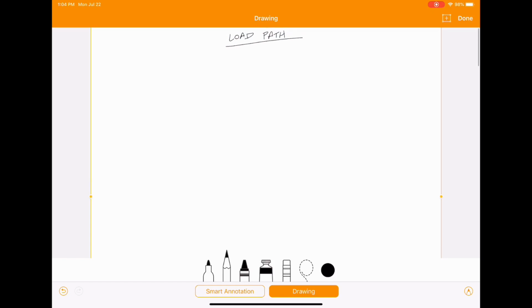So, load path is all about understanding how does the load move through a structure and get to the ground.